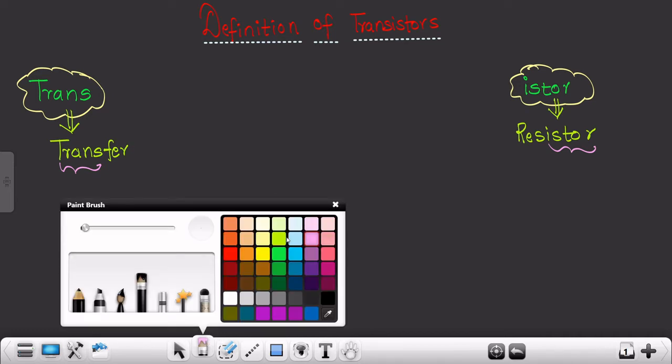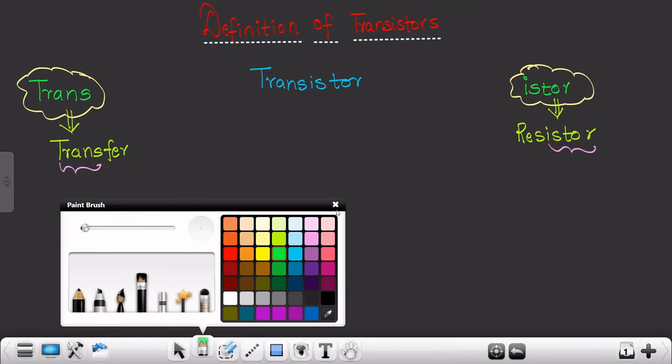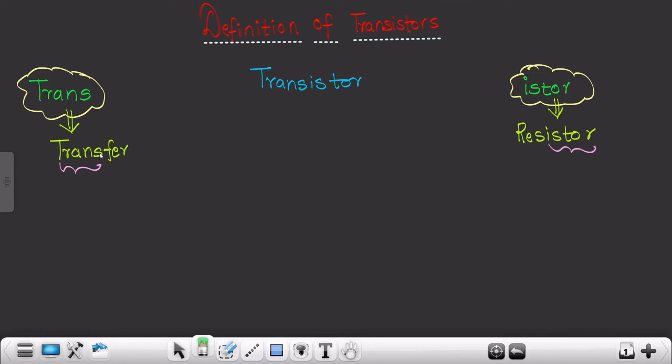So long story short, what you are doing is taking this particular word over here and this particular word over here, and combining both of them, and thus you are getting one word, transistor. And basically transistor means what? As you saw, trans means transfer. Transfer of what? Transfer of voltage, maybe current, or maybe anything, right?